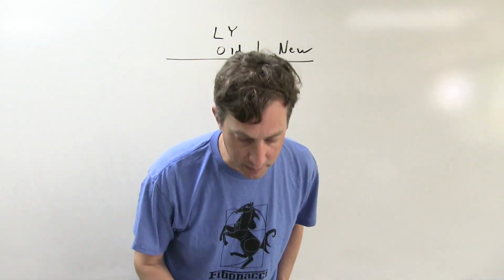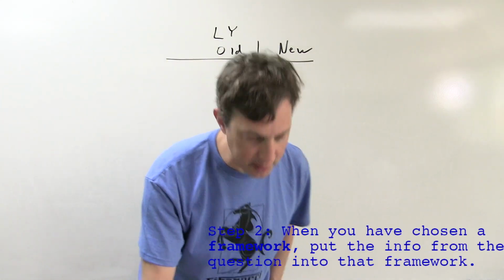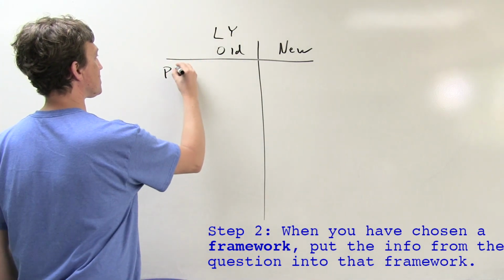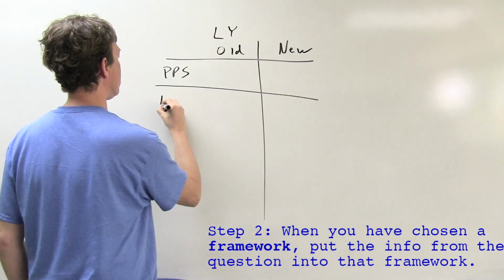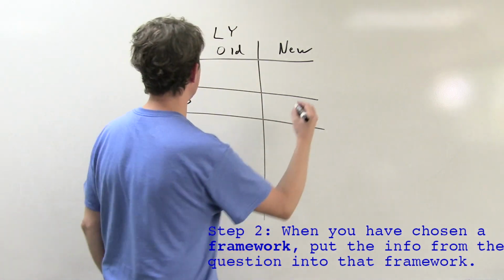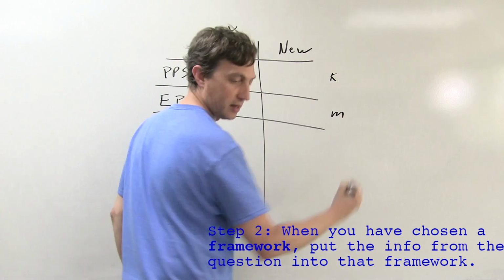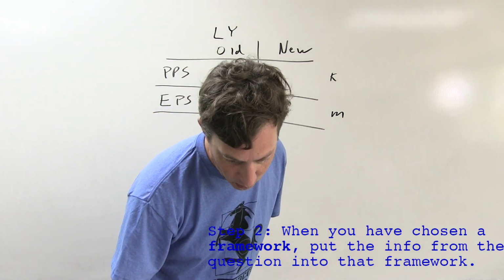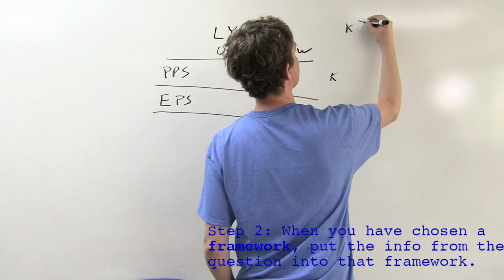Next thing, what am I talking about? Well, price per share and earnings per share. So I'm going to put price per share and I'm going to put earnings per share into my table. And they increased by K and M%. Price per share by K, earnings per share by M, where K is greater than M. So I write that out.